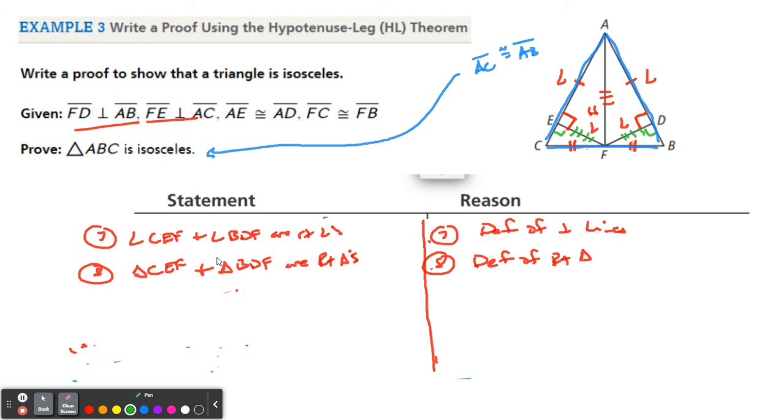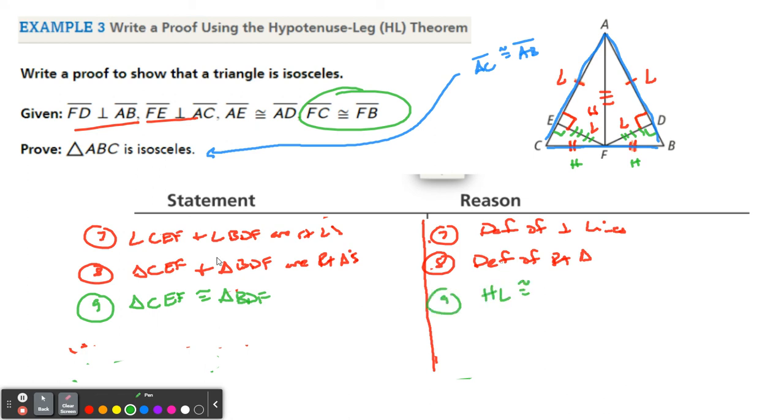And now CF and BF were given to us as congruent. They're now the hypotenuses of these two bottom right triangles. We now can use HL on these bottom two triangles. We now know that triangle CEF is congruent to triangle BDF. And that is by HL congruence.